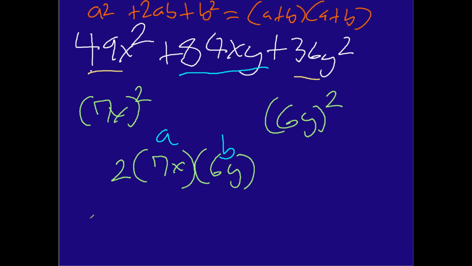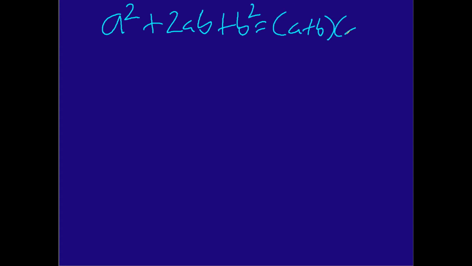Now, let's check this. We'll go to the next slide. And so I'm just going to write my little pattern up here at the top again: a squared plus 2ab plus b squared equals a plus b squared, like so. Now, what do we have here? So for my A, I have the 7x. Let me change the color here, make it a little bit easier for you.